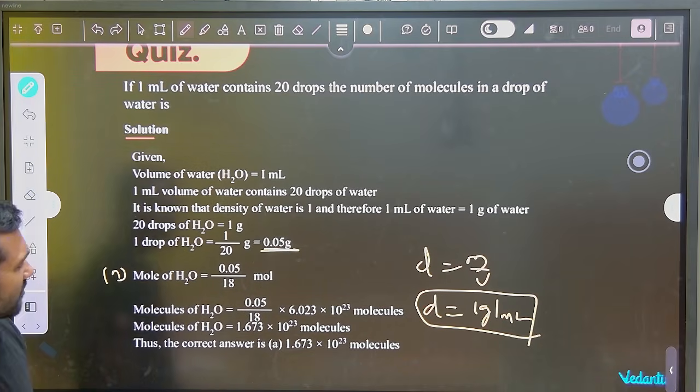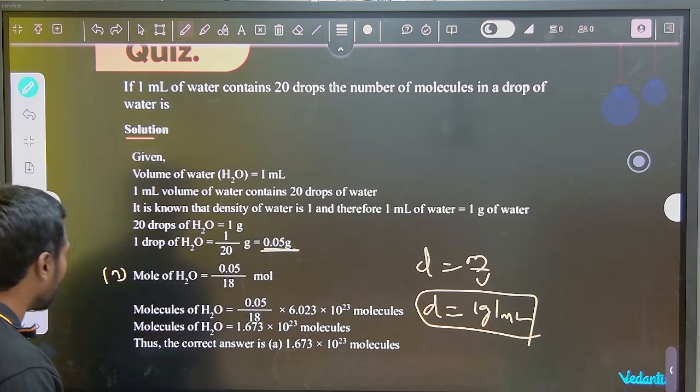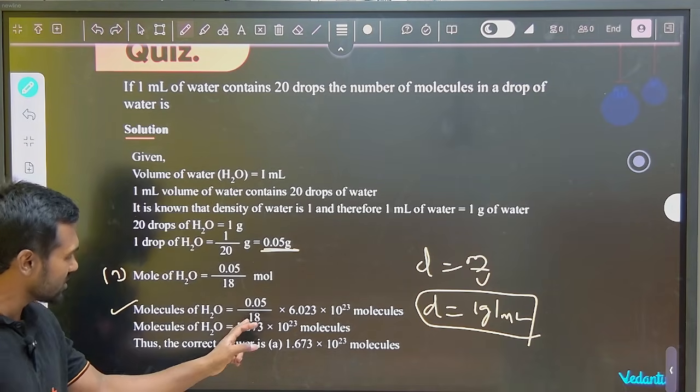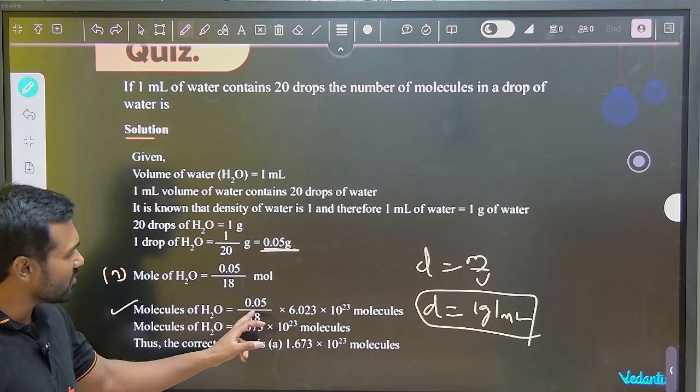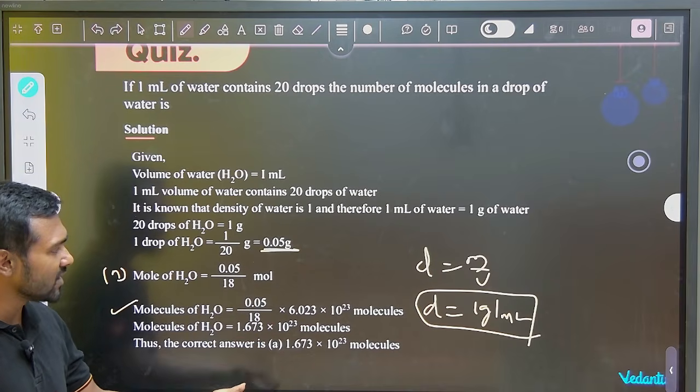Then they are asking for the number of molecules. Number of molecules is equal to number of moles into the Avogadro number. Then you will get the answer.